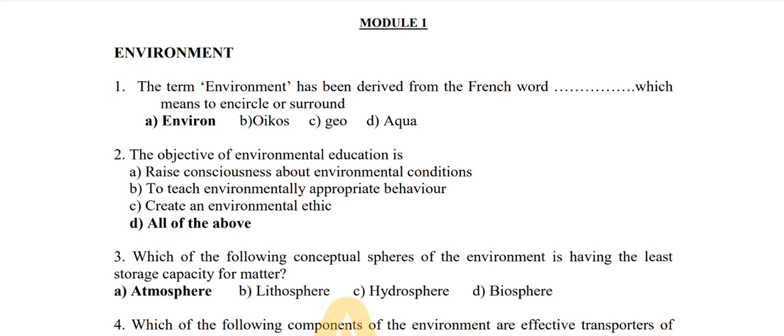Don't study the multiple-choice options. Study only the questions and answers, because understanding the question and answer is very important, because in the external exam you write only the answers, not the other examples. So we can go and study.